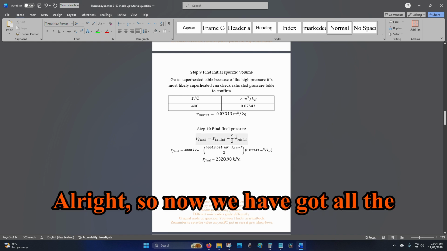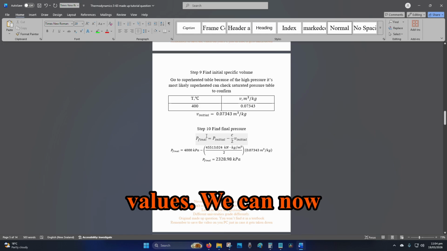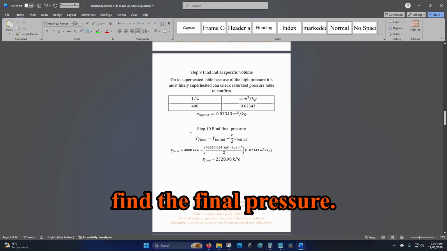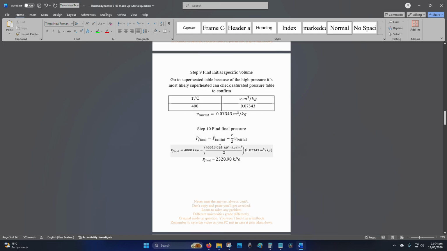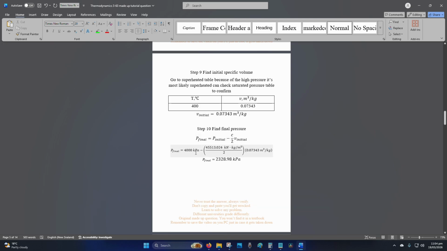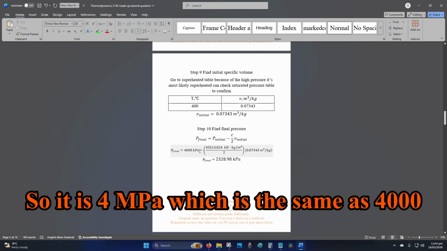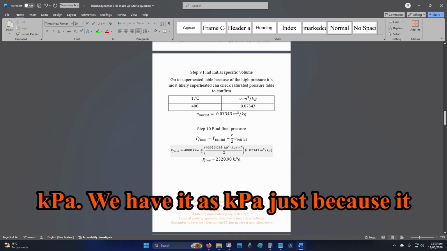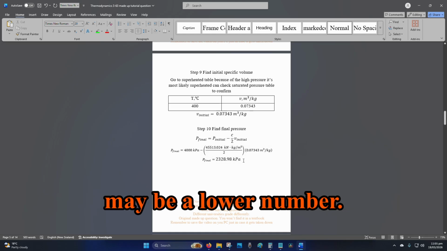Alright, so now we've got all the values. We can now find the final pressure. So we just plug and play. Initial pressure, that's given in the question. So it's 4 MPa, which is the same as 4,000 kPa. We have it as kPa just because it may be a lower number.